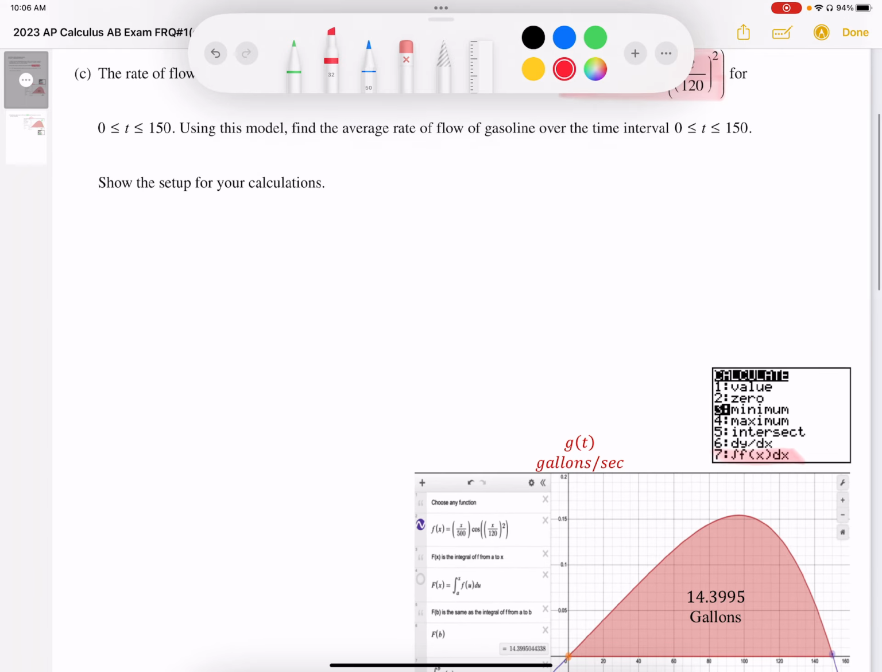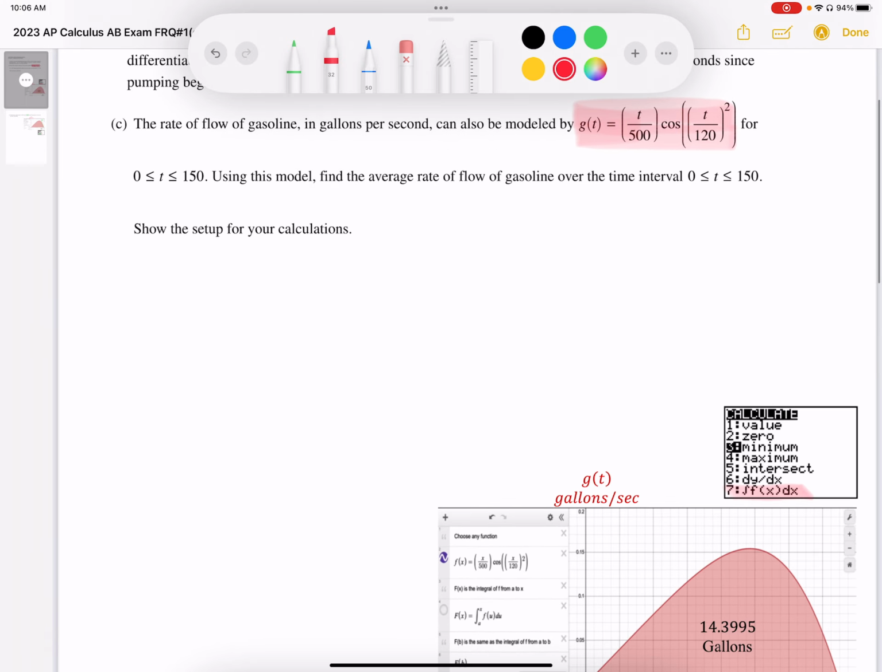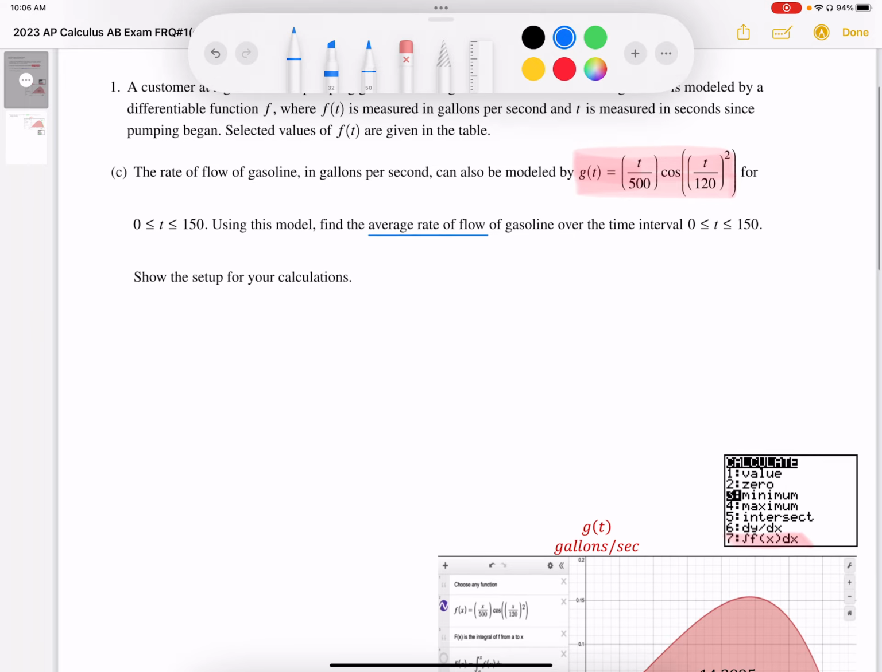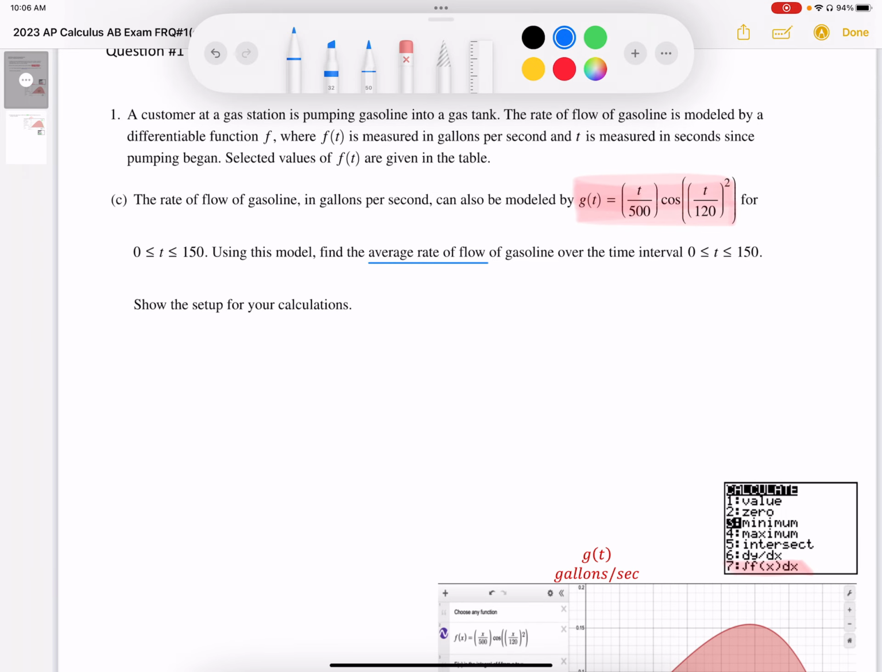The question asks to find the average rate of flow, so the average is important here. Since this function is already a rate of flow function, the average rate of flow would be the average value of this function. So we need the average value formula.